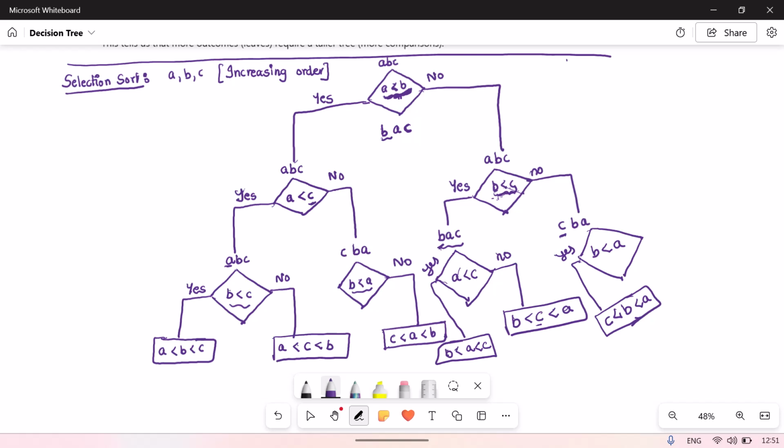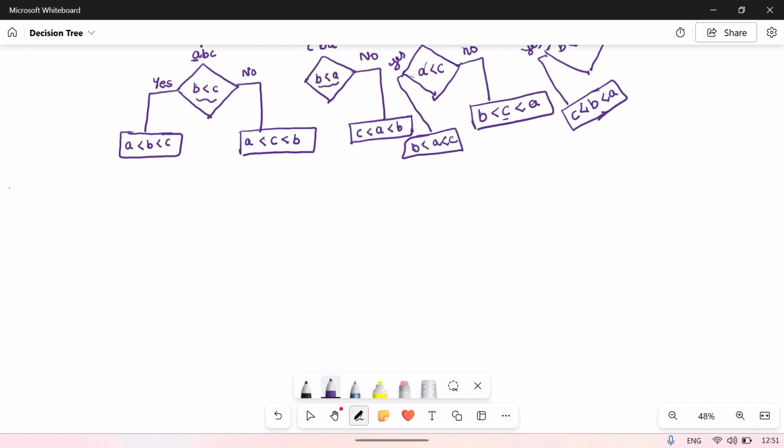Okay. Now let us do the time complexity. See, for example, in your textbook also, they have just shown you the total time complexity and all that. They have not shown you the calculation. So in this one, I will show you how the calculation is done. Okay. For the time complexity.